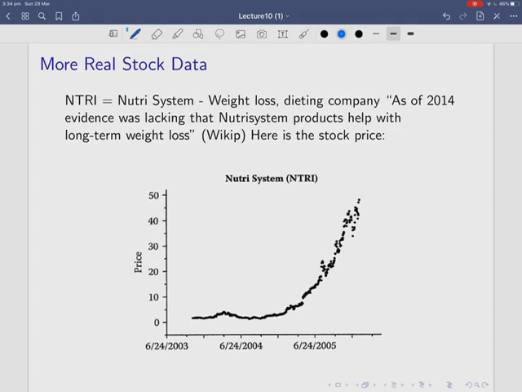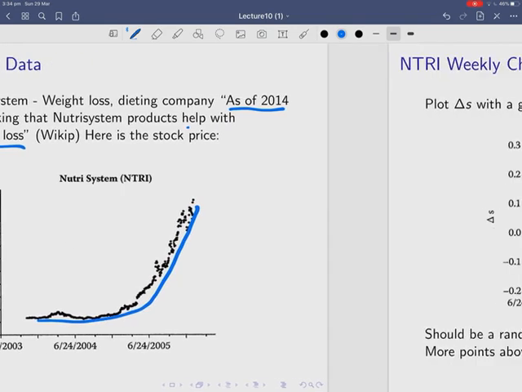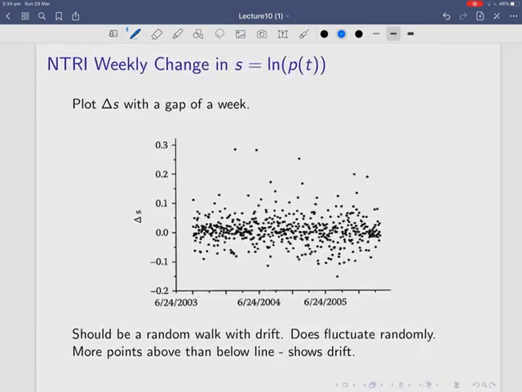And here's some more data. This is for Nutrisystem, which is a weight loss dieting company. If you read Wikipedia, it says that as of 2014, evidence was lacking that Nutrisystem produces help with long-term weight loss. This doesn't seem to prevent the company making money, however, so you can take what Wikipedia says with a grain of salt. Here is the stock price over various years, and it's obviously going up all the time, which is a good thing if you have investments in it.